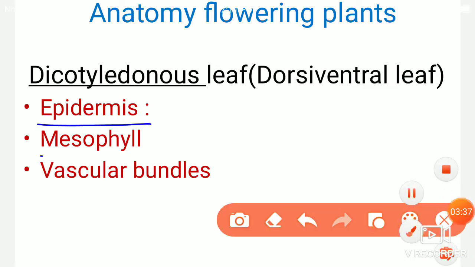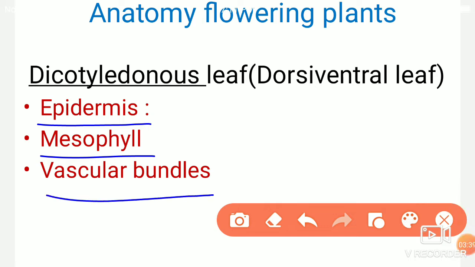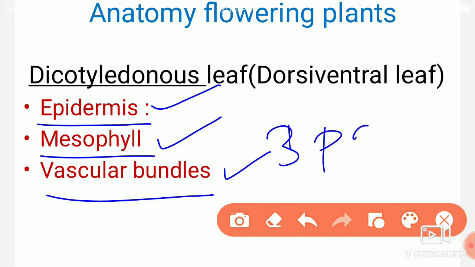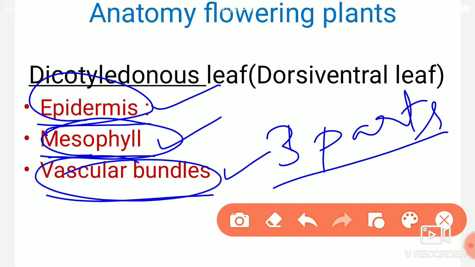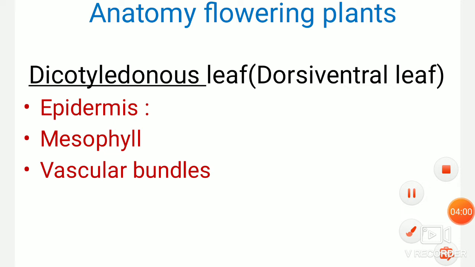If we consider what parts are present in the dicot leaf, the dicot leaf has mainly three parts: epidermis, mesophyll and vascular bundles. Let's study them one by one.